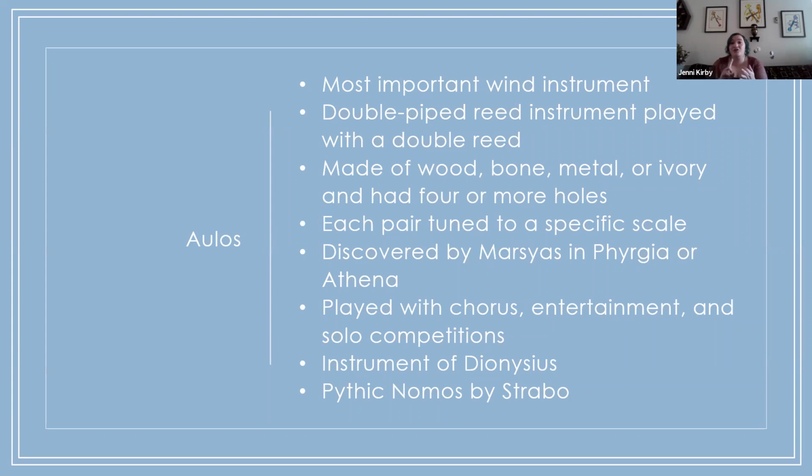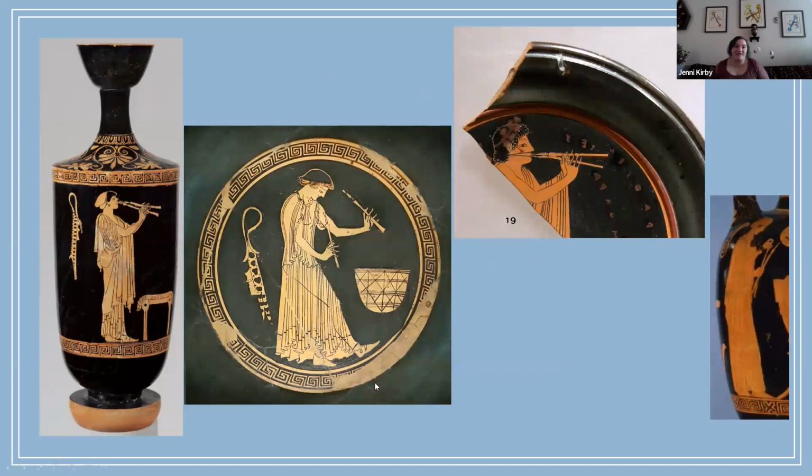these grand prizes. There's a story that's really interesting about a piece called the Pythic Nomos, and it's sort of like a review of this competition, and it talks elaborately how his composition went on for hours, and it had five sections, and it was the epic of Apollo defeating the serpent. And so these are really big competitions. So here we have the aulos.